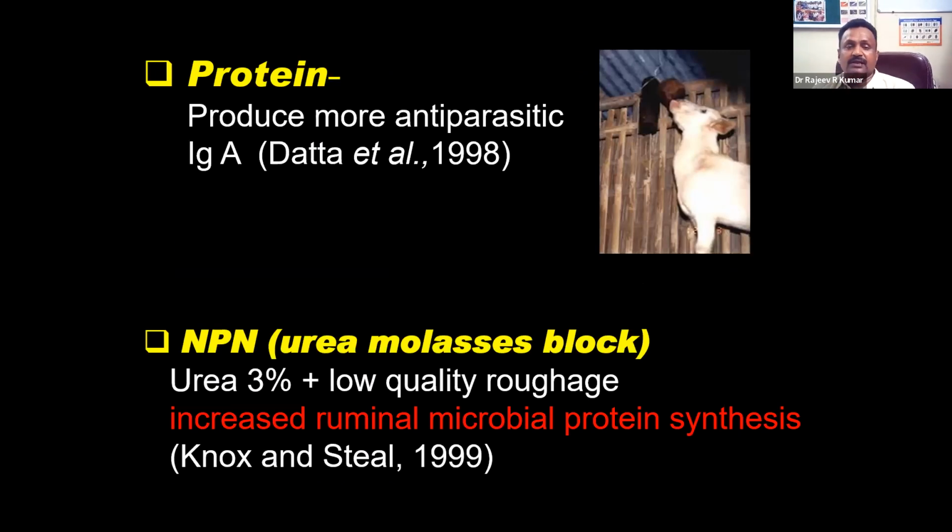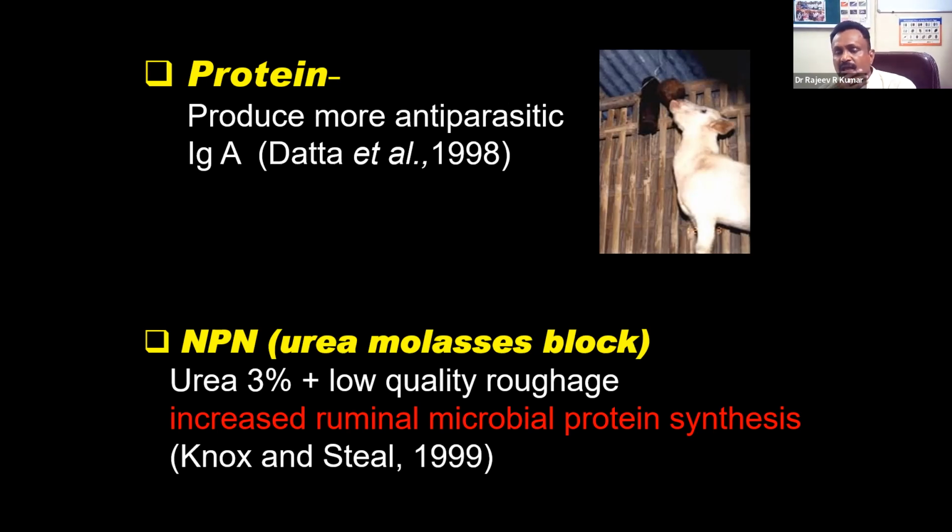A protein-rich diet is responsible for the production of antiparasitic immunoglobulin, that is IgA. So a protein-rich diet is important. Urea molasses also helps, as it increases microbial protein synthesis. So we can also use urea molasses blocks. They are available, I think, in every state, from private organizations or from government organizations.